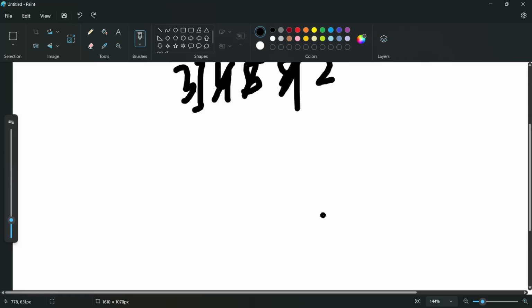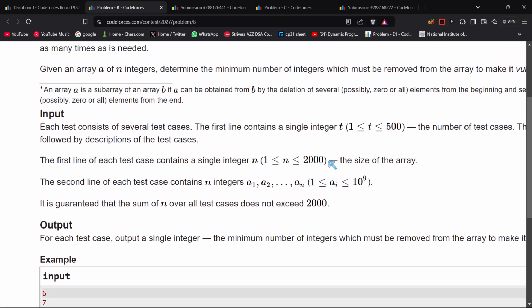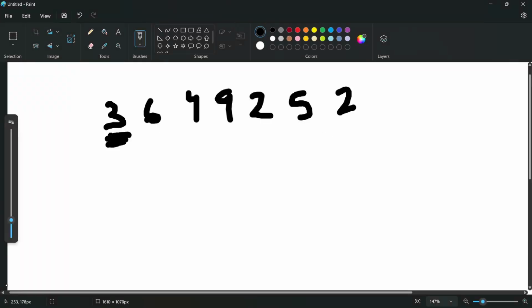So what do we get from this? If we are choosing this as the starting index, we are removing everything that is greater than 3 from our array. Look at one thing, the maximum size of the array can be 2000, so an n square algorithm can be used. So suppose 3 is the starting index, so we have to remove 6, we have to remove 4, we have to remove 9 and 5 as well. So the remaining array is 3, 2, 2. So how many elements did we have to remove? 4, right?